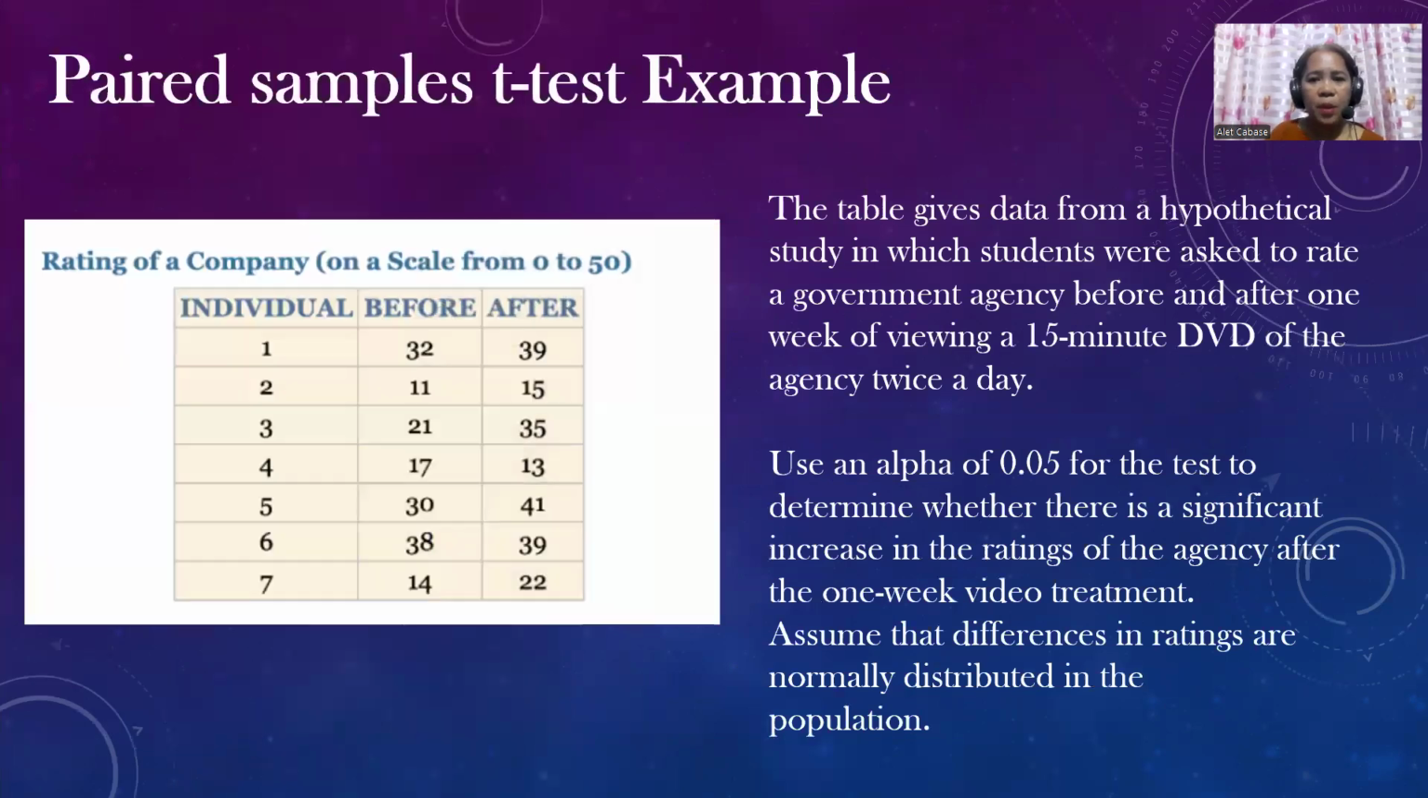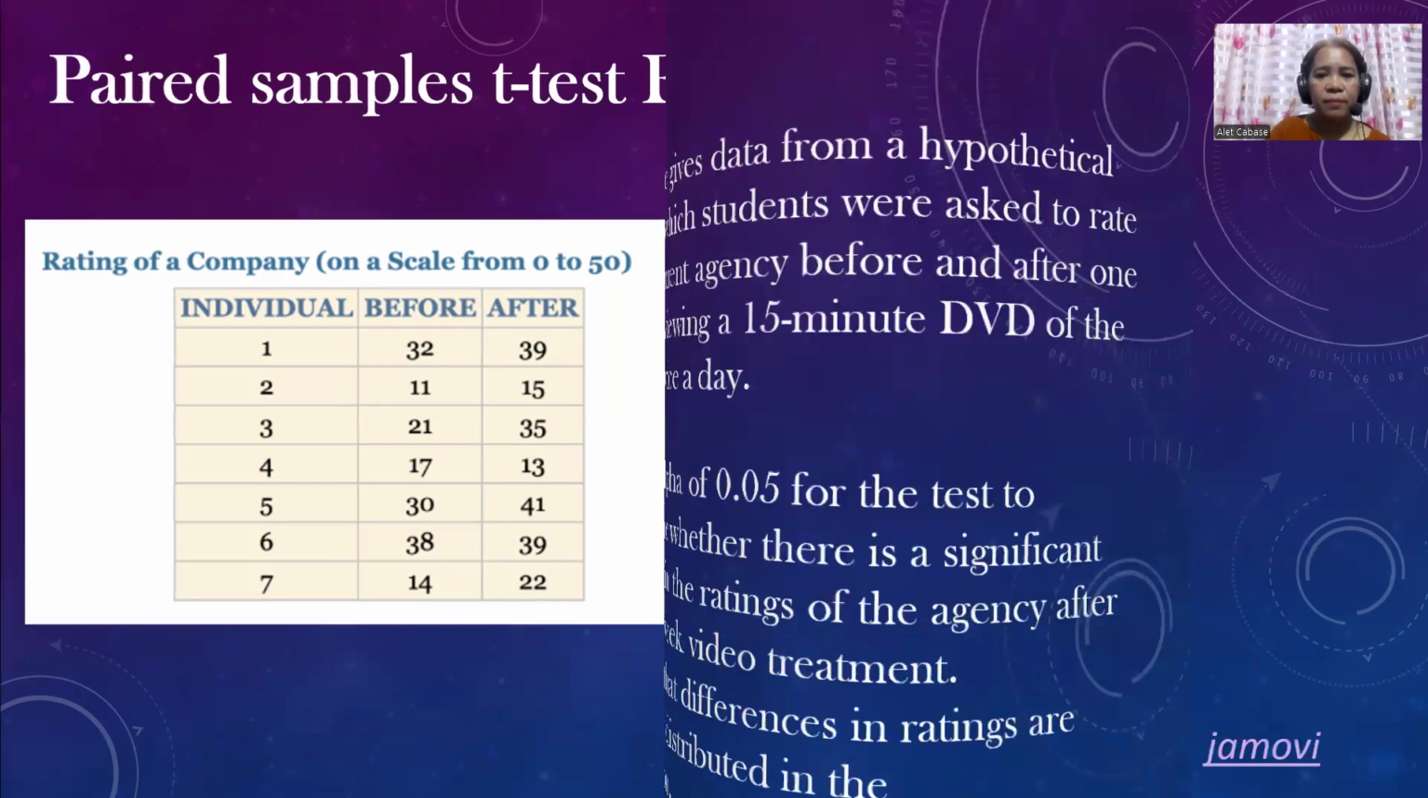So here is an example. So the table on the left side gives data from a hypothetical study in which students were asked to rate a government agency before and after 1 week of viewing a 15-minute DVD of the agency twice a day. Use an alpha of 0.05 for the test to determine whether there is a significant increase in the ratings of the agency after the 1-week video treatment. Assume the differences in ratings are normally distributed in the population.